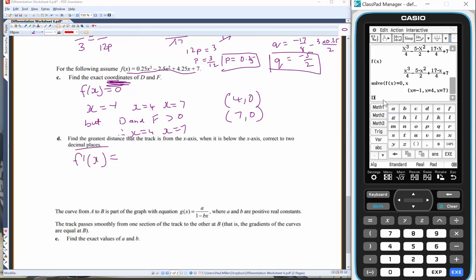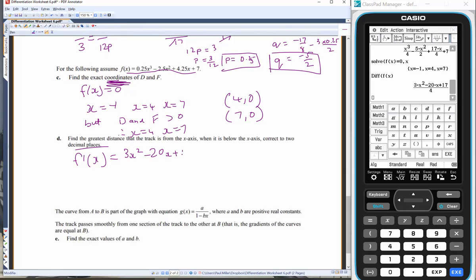Diff gives me that. Okay, so I'm going to note that down. It is 3x squared take 20x plus 17 all over 4. Watch those vinculums there, make sure they go all the way across. And we're going to go 0 equals 3x squared take 20x plus 17 all over 4.